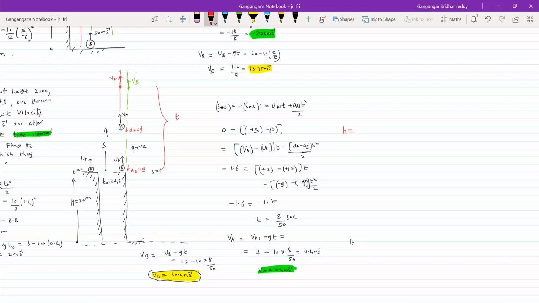H is equal to, you can use any formula, UB T minus half G T square. The height at which they will meet.